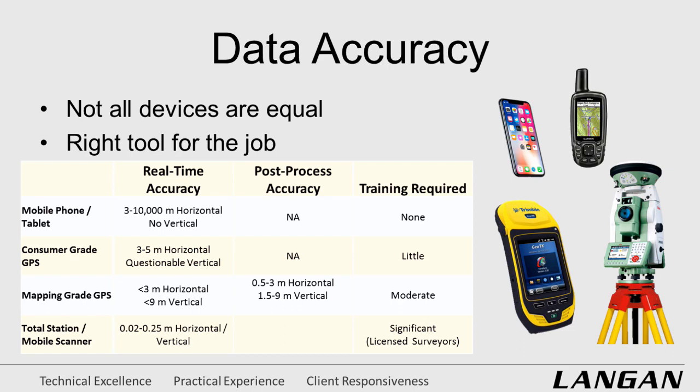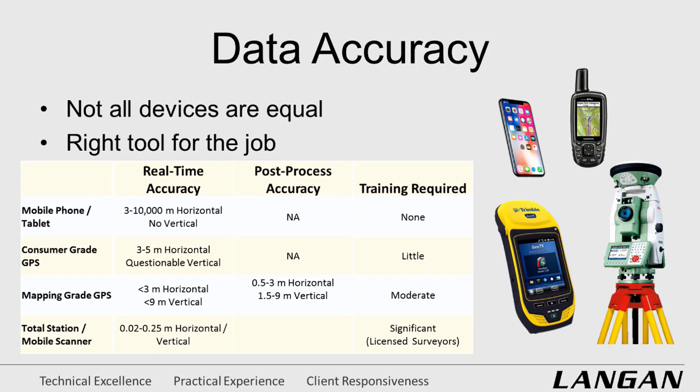A quick table here just shows you the different levels of accuracy you can get with these devices, ranging from your typical iPhone or Samsung phone up to a total station. As you go up in price, there's obviously more training required for some of these, and the higher the accuracy as well.